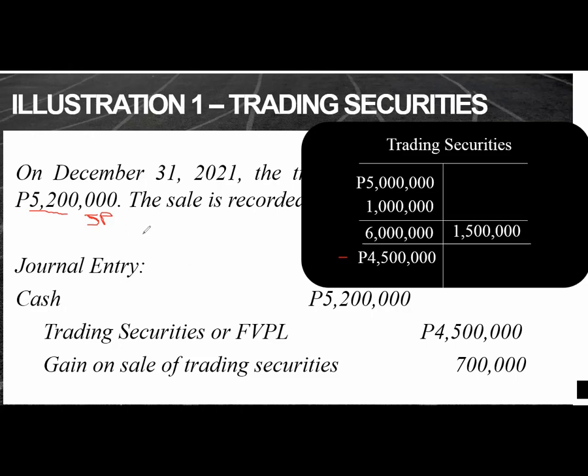So that 700,000 is your realized gain, kasi 'di ba binenta mo na. So meron kang gain on sale of trading securities amounting to 700,000, which is also an item of the profit or loss. So ito yung entry natin: debit tayo ng cash at 5.2 million, credit tayo ng trading securities or the FVPL at 4.5 million. So ibig sabihin, mazi-zero out na to kasi sold naman siya, no? And then mag-credit tayo ng gain on sale of trading securities. So that's for the first illustration.